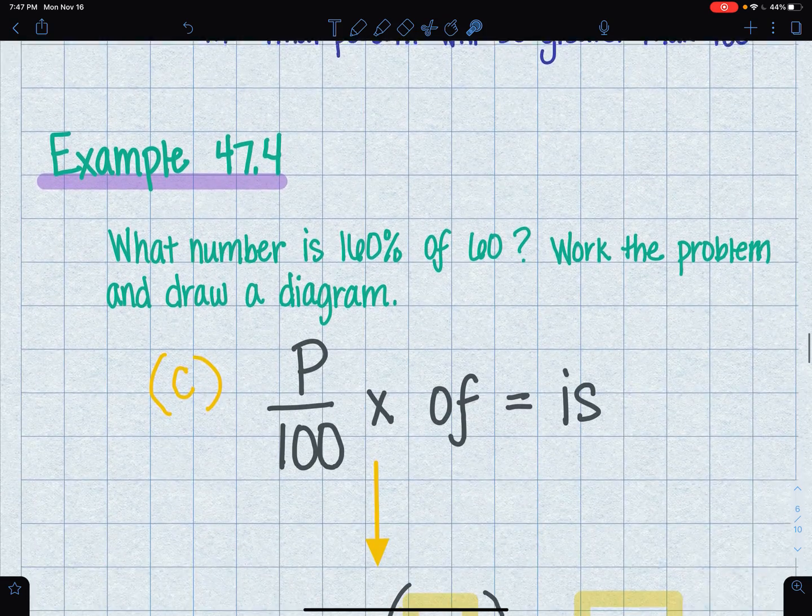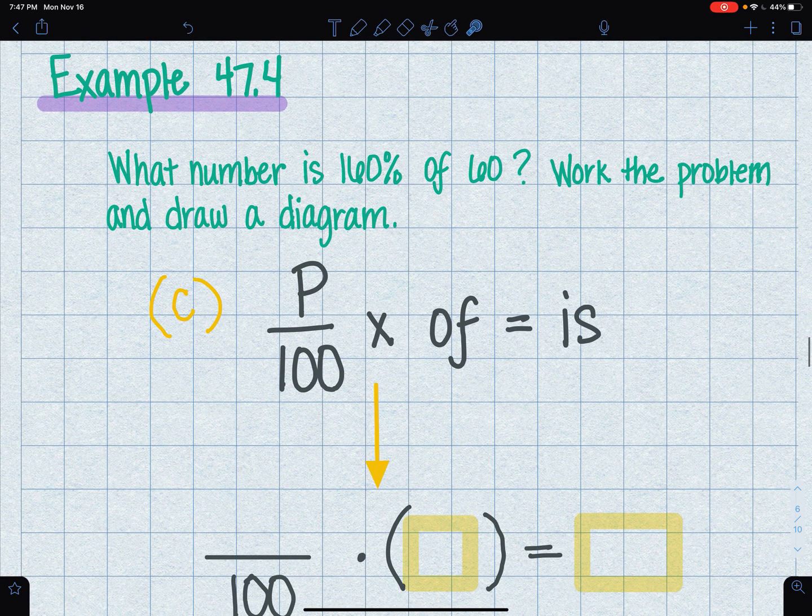All right, so let's jump in and do some of these problems. Let's do example 47.4, and that is on page 189. It says, what number is 160% of 60? Work the problem and draw a diagram.